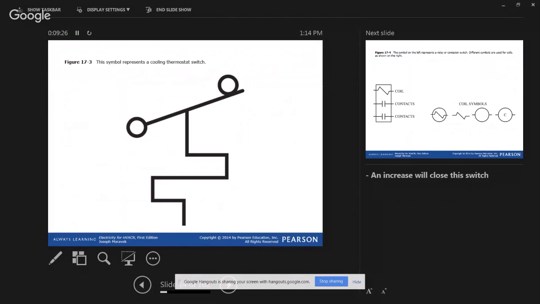Close on rise. So the note that I have on this is that an increase will close this switch. That's the note I have. This switch looks closed to me. And a decrease will open. It's just the same thing. An increase will close this switch, so a decrease will open this switch.